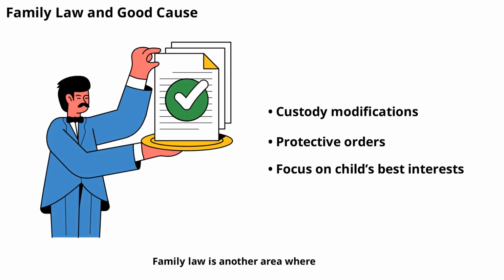Family law is another area where good cause plays a significant role. For example, a parent may need to show good cause to modify a custody arrangement or to request a protective order. The court will evaluate the reasons provided, such as changes in the child's needs or concerns about safety, to determine if they meet the good cause standard. This approach helps protect the interests of all parties involved, especially children.